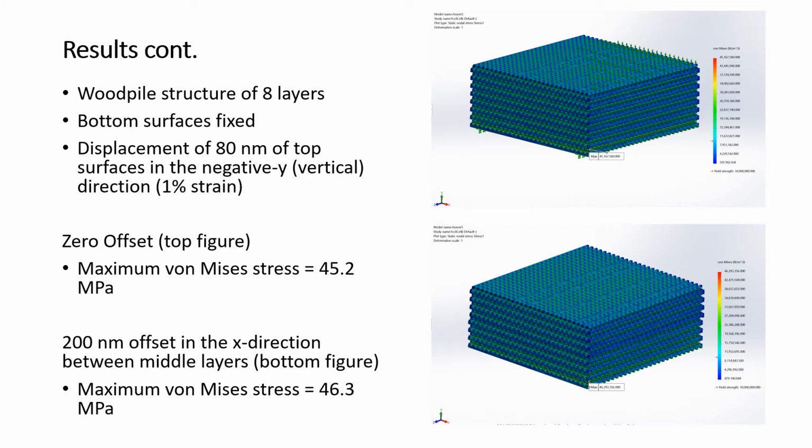For boundary conditions, all bottom surfaces were fixed, and the displacement of 80 nanometers in the downward direction was applied to all top surfaces, which resulted in a 1% strain.